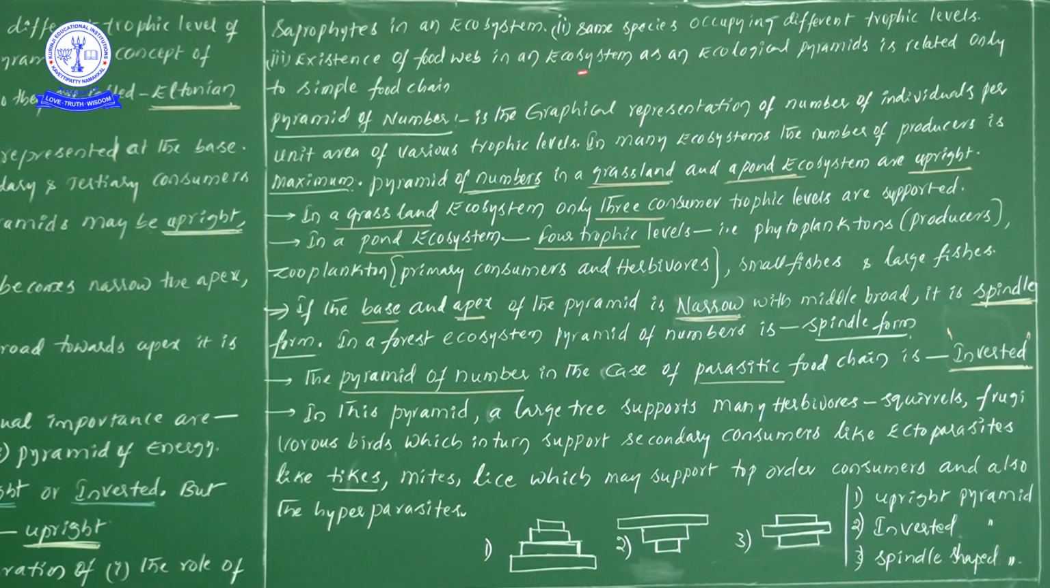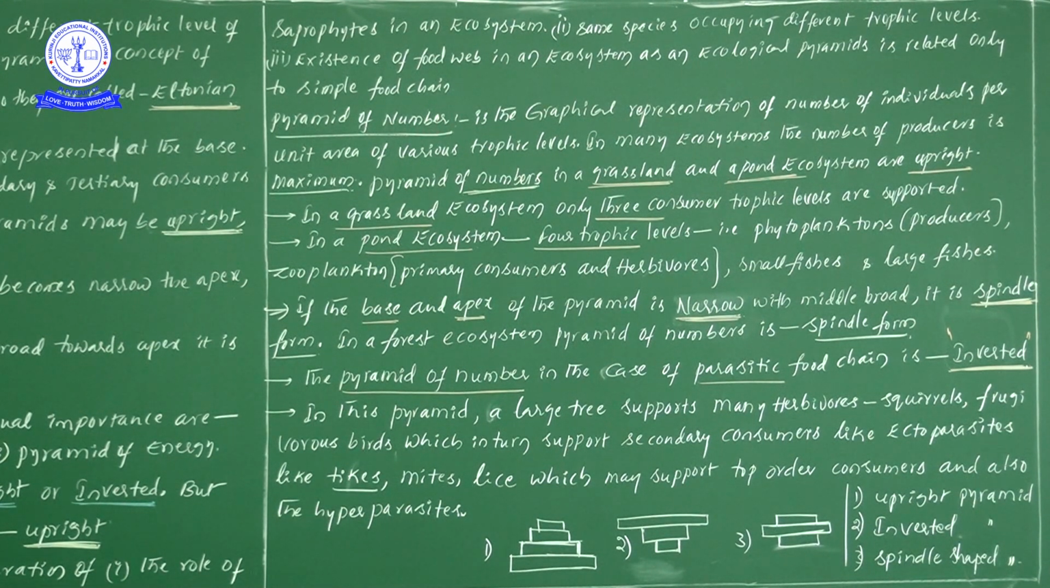So a food chain in an ecosystem, as with ecological pyramids, is related only to a simple food chain. So that particular point also we should not consider for taking ecological pyramids. Now let us start to learn one by one. So now let us start to learn pyramid of number.